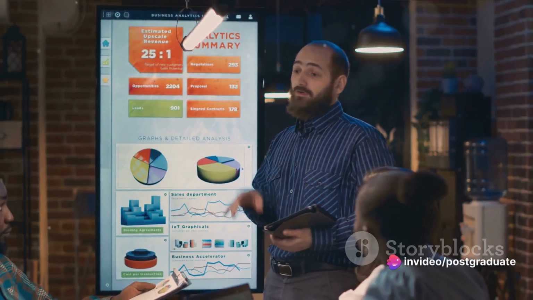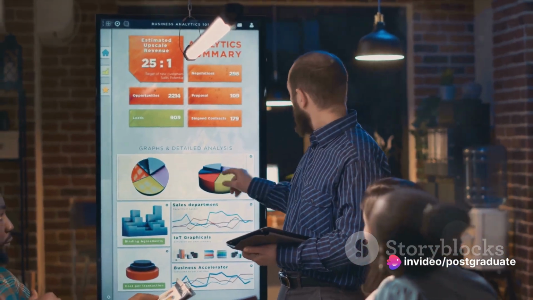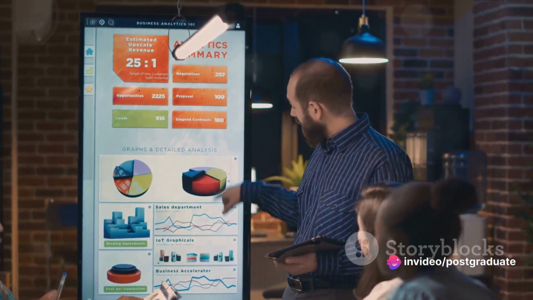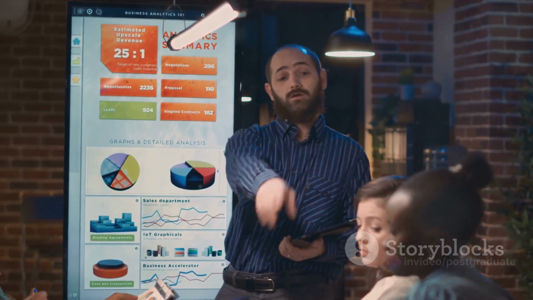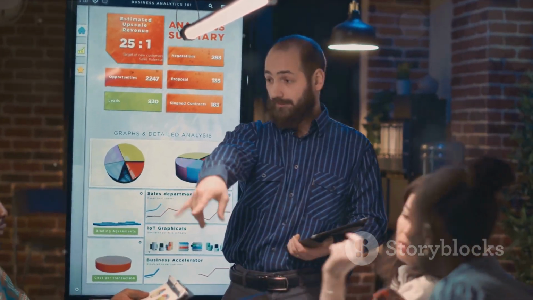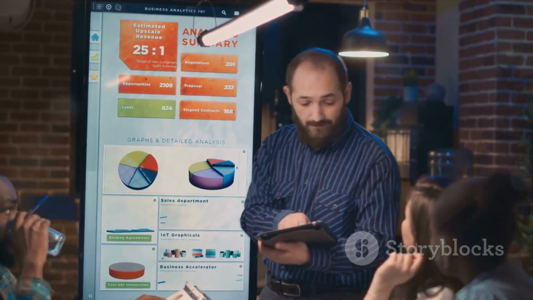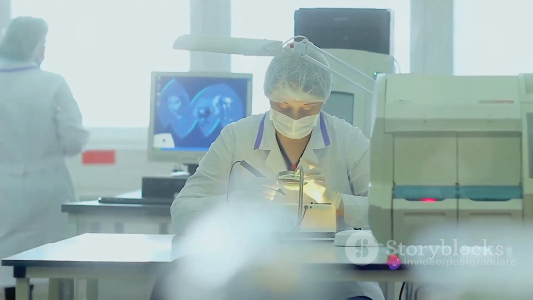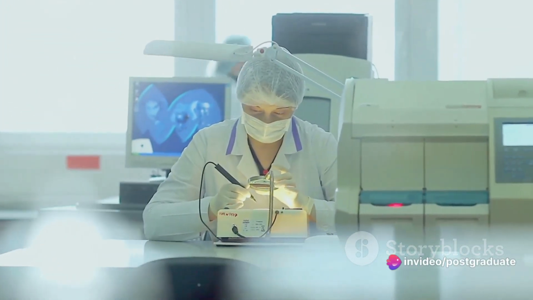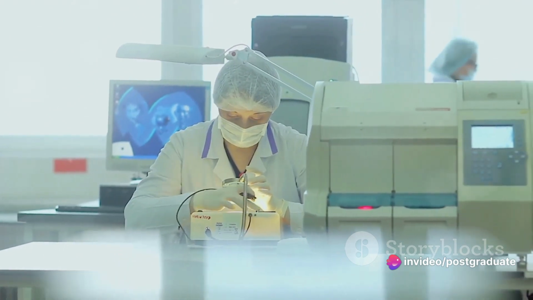Third, determine the confidence level. This is a statistical measure that indicates how certain the researcher wants to be that the actual population would fall within the chosen range. A common confidence level is 95%, meaning that there is a 95% chance that the population falls within the specified range.